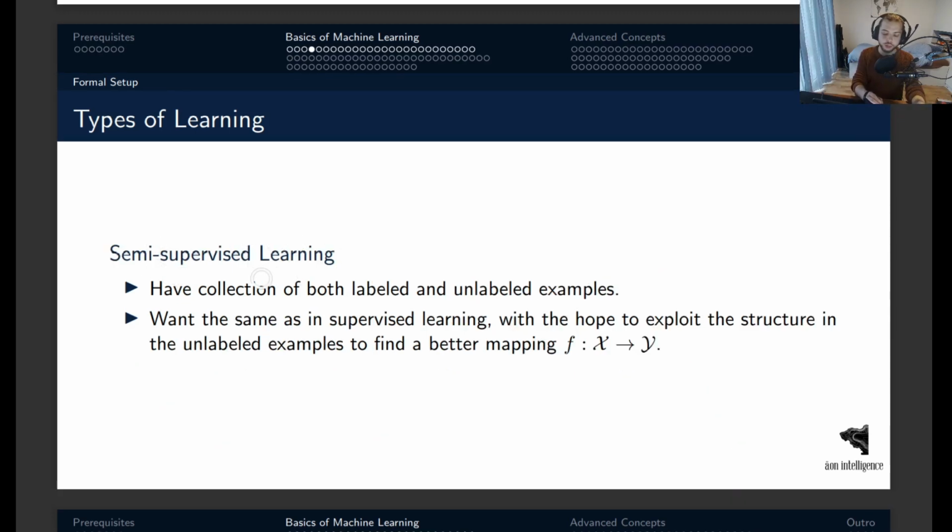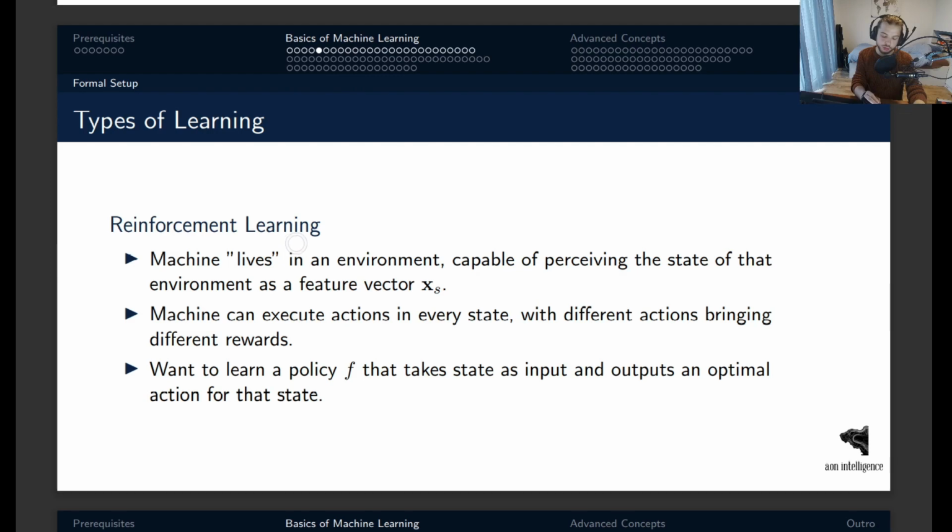Now the next learning scenario I want to cover is semi-supervised learning, in which you have a collection of both labeled and unlabeled examples. And the situation is similar to the supervised learning problem, where you want to find a mapping F that maps from the input to the output space. And although we don't have labels for all the instances, we could still exploit some structure in the unlabeled instances to aid our supervised learning algorithm to find a useful mapping F from the input to the output space.